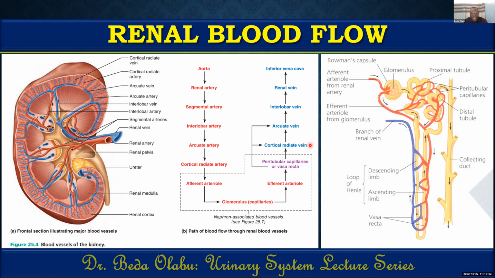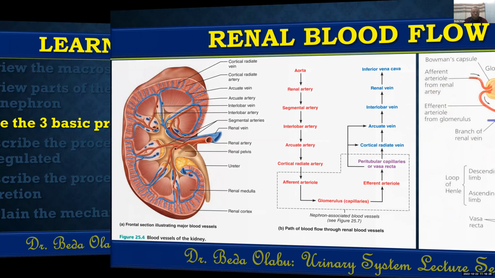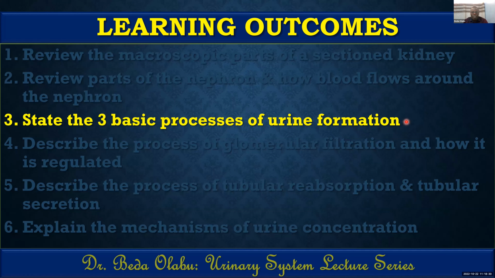following the same pattern that the arteries followed, all the way to the renal vein, which then drains into the inferior vena cava. So that's the blood flow through the kidney. In particular, I want you to understand that we have an afferent arteriole, glomerulus, efferent arteriole, then we have peritubular capillaries and vasa recta. Now we can focus on the main subject matter of this lecture.